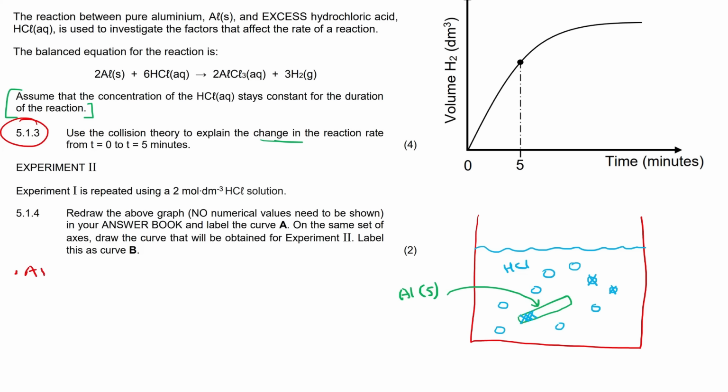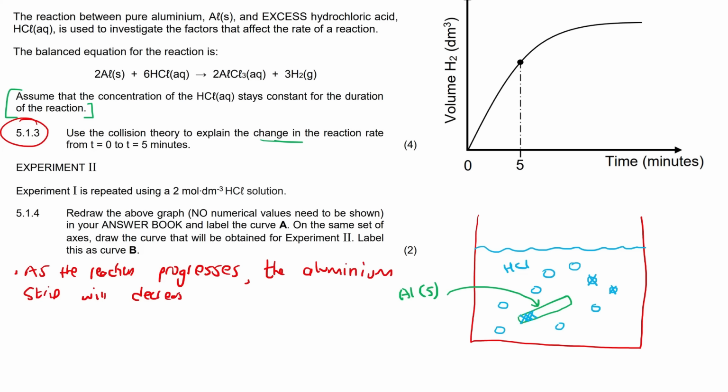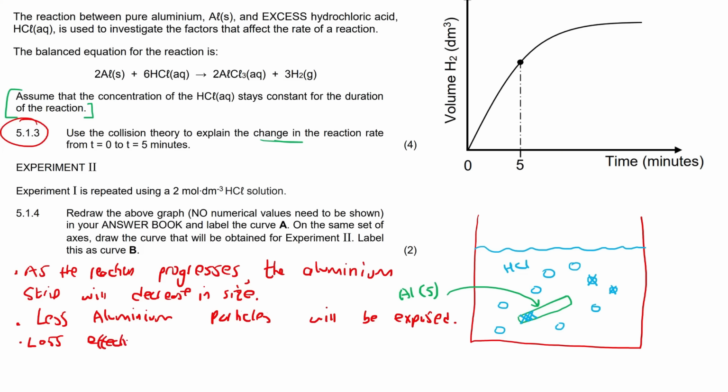So we can just say, as the reaction progresses, the aluminium strip will decrease in size, then say less aluminium particles will be exposed, and then say less effective collisions per unit time, and then lastly reaction rate will decrease.